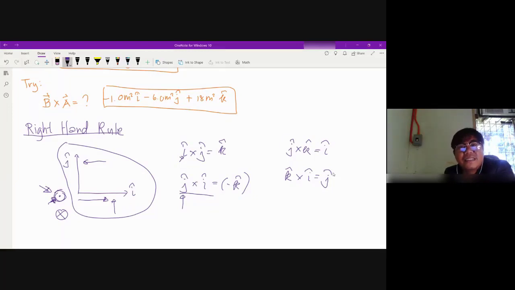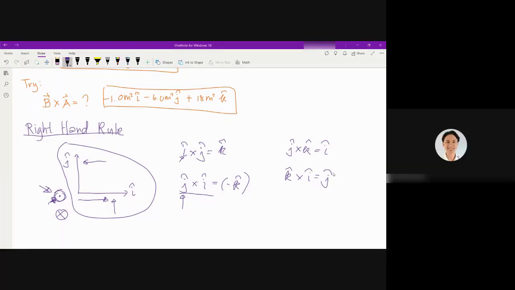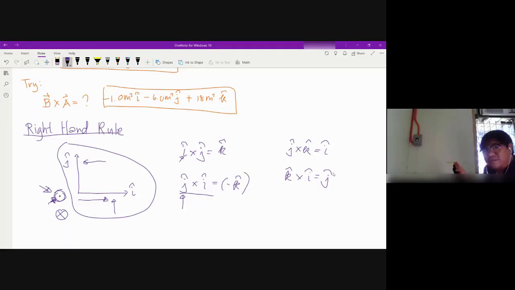Nakuha? Again, 4 fingers sa K, pagawas sa screen. And then, ang ako ang thumb, i-point na ko padulong sa I. Ang I is nasa right. So that's why nagatubang siya padulong sa right. And then, i-curl din ako. Pag curl na ako, ang ako ang thumb nag-point upward. That's the J hat direction. So that's why you have positive J hat.